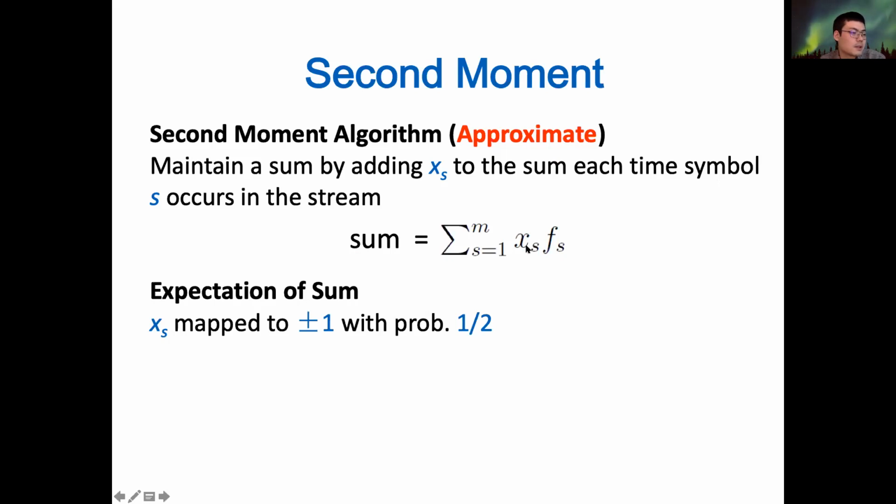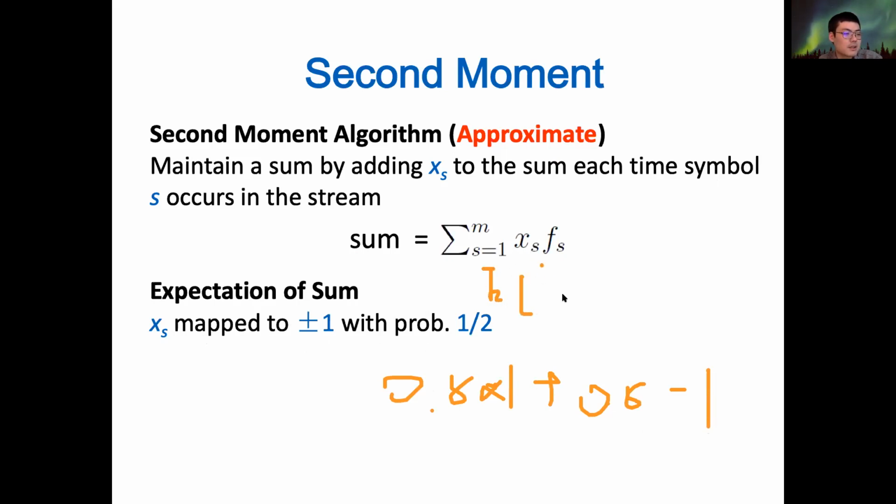Okay, so XS is mapped to +1 and -1 with 50% probability. Okay? If you compute the expectation, it's 0.5 times 1 plus 0.5 times -1. Okay, the expectation is 0. Okay, the expectation of XS is actually 0. Okay, keep this conclusion in mind.